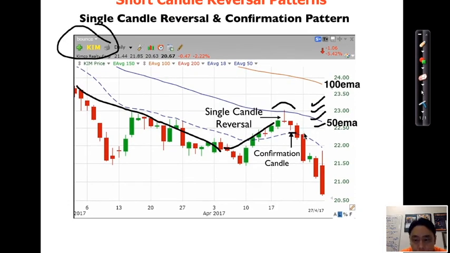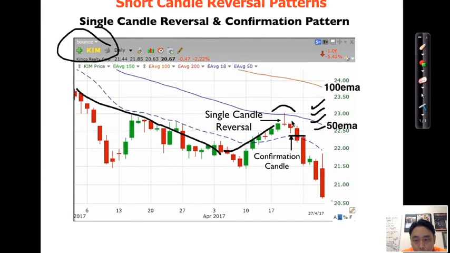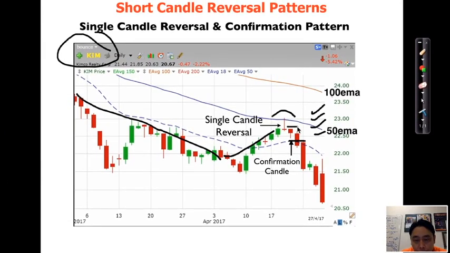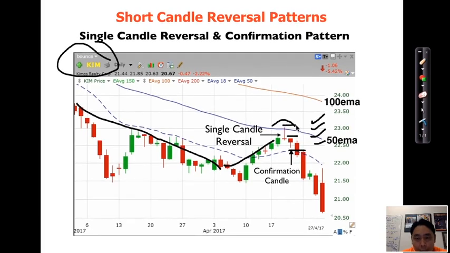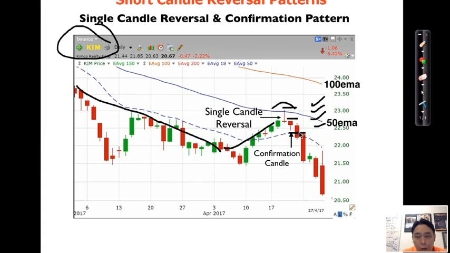So we can put a sell order just below the low of this candle and a stop loss, either at the high of the confirmation candle or the high of the reversal candle. The next day the price goes below the low, triggers the sell order, and we are in the trade going down, making money, hitting our target profit.